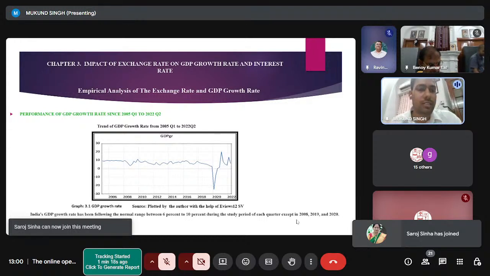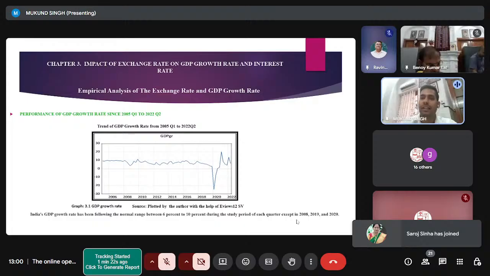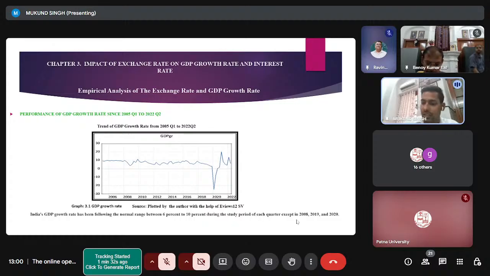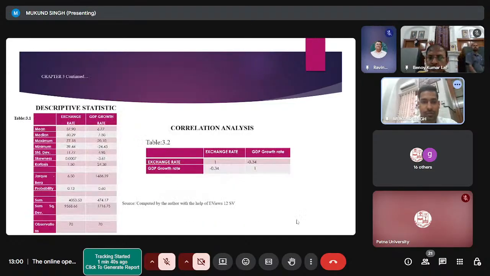Now, the third chapter regarding the impact of exchange rate on GDP growth and interest rate. This chapter has been divided into two parts. First one discusses the impact of exchange rate on GDP growth rate. Now, this graph shows the trend line of GDP growth rate since 2005 Q1 to 2022 Q2.